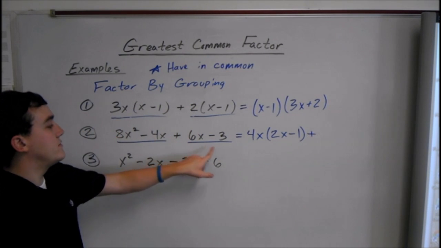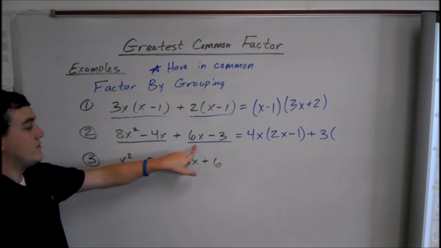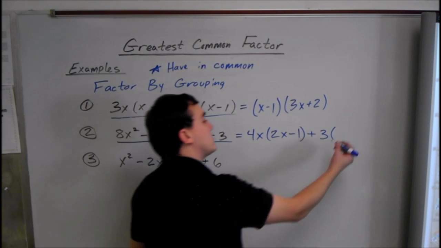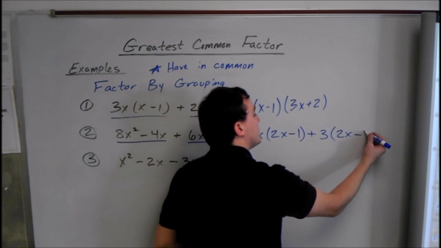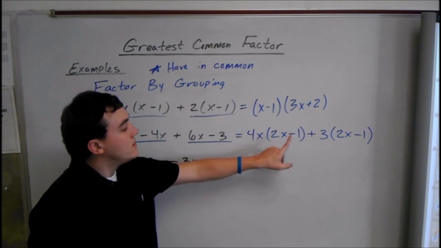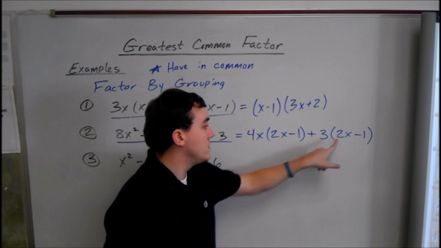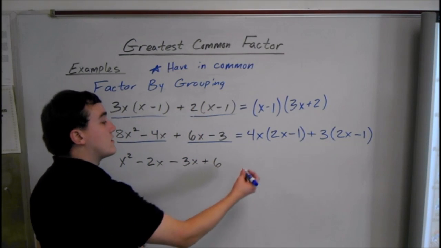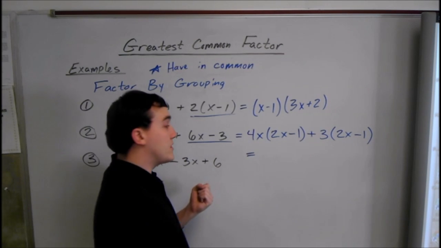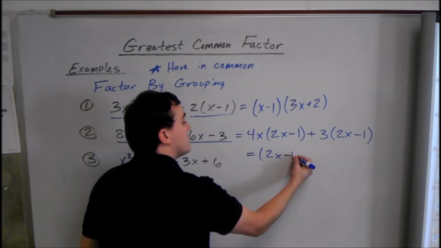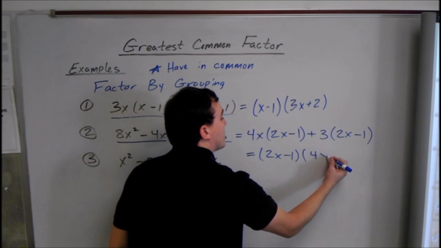Whatever that sign is, stays the same. So we're taking out a positive 3 out of this one. And what do we have left? Divide by 3. 6 divided by 3 is 2x. Minus 3 divided by 3 is 1. And perfect, because we have both of the parentheses the same. And that's what you need, because you have to factor out the 2x minus 1 now. So that's going to give us our final answer. Everything on the inside of the parentheses goes in 1. Everything on the outside of the parentheses, 4x plus 3, goes in the other.